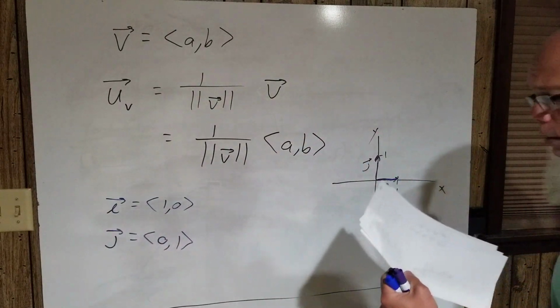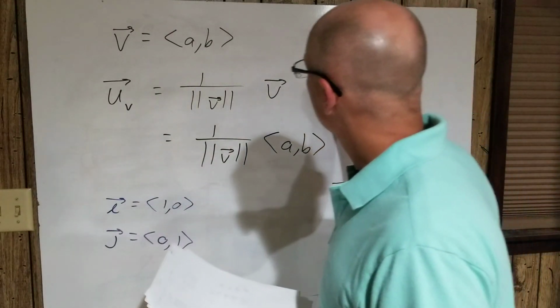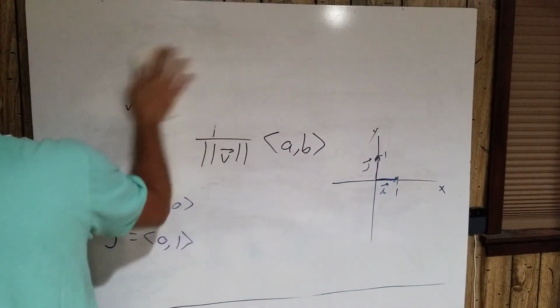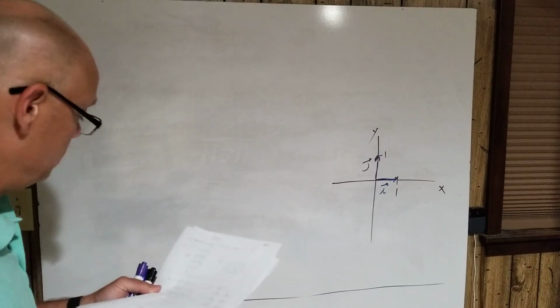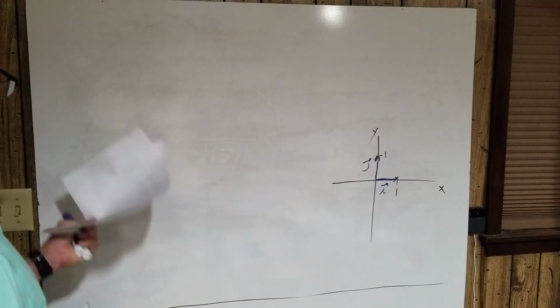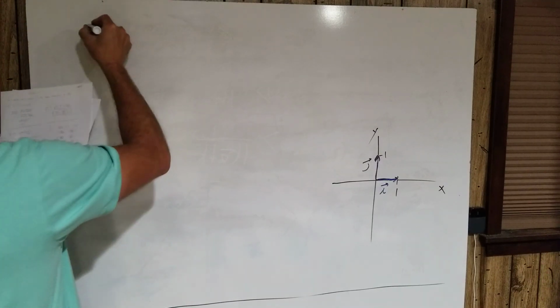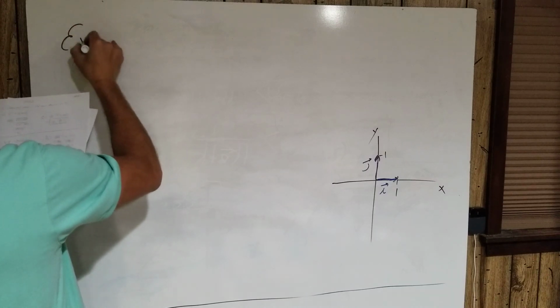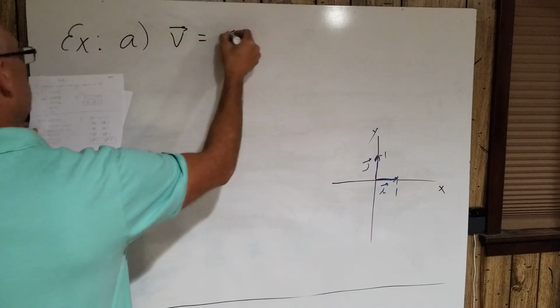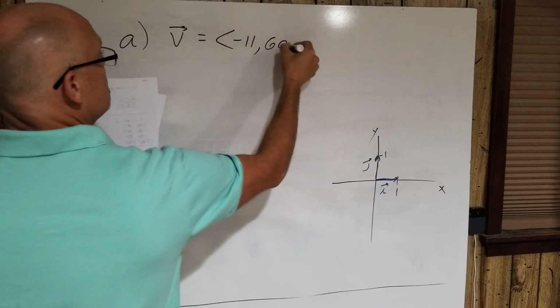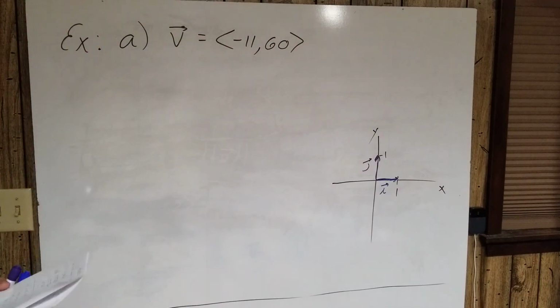It reads, find a unit vector in the same direction as vector V. Let's see. Part A. We're given vector V in component form as -11, 60. And what do they want? They want a unit vector in the same direction.